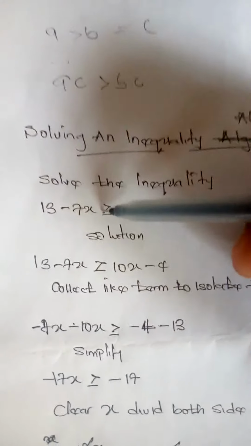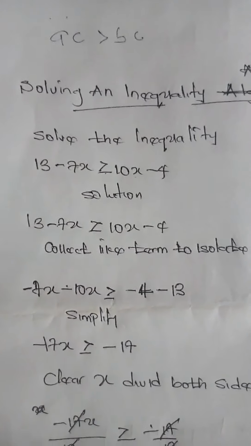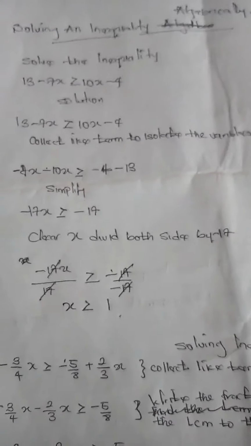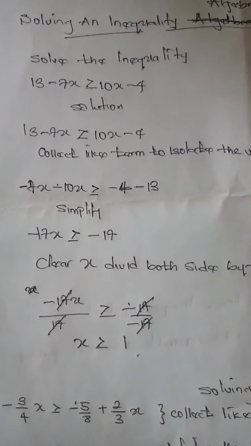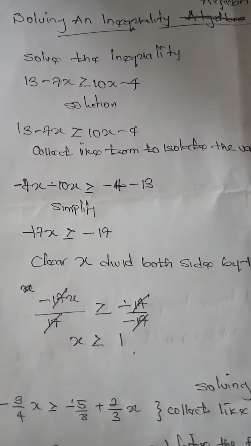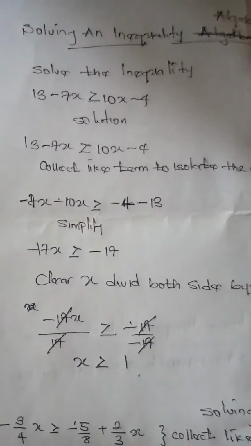So it's not an equal to sign, it's a greater than or equal to sign, you can't put an equal sign there. You bring a greater than or equal to sign there. So what we did first, we collected like terms to isolate the variables. Every term carrying x came to one side, and every term without x went to the other side of the inequality.